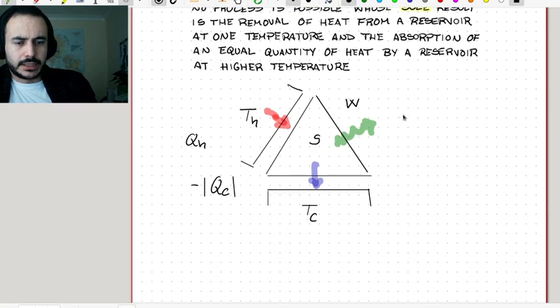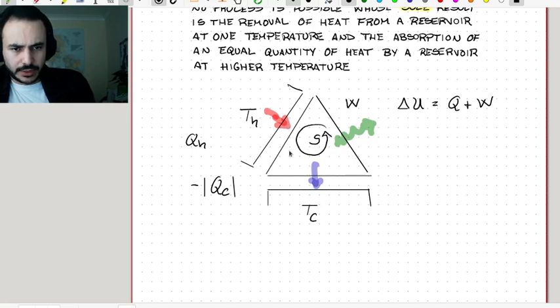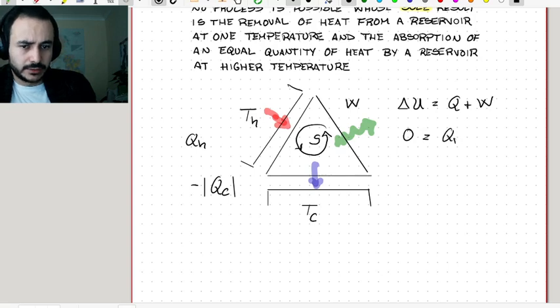Again, remember the first law of thermodynamics. It says that the change in internal energy equals the heat plus the work. Because we are doing a cyclic process, there is no change in the internal energy in a round trip. So this is going to be 0, and 0 equals the total heat, which is the hot heat and the cold heat, and then the work. But we have said that the signs of these things are definite, so the cold heat is going to be negative, and I can write it like that.